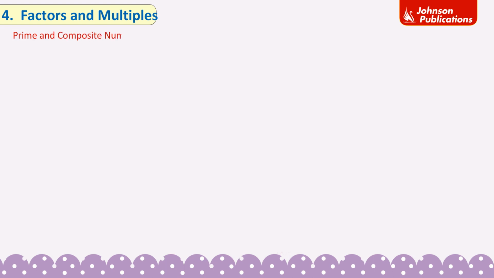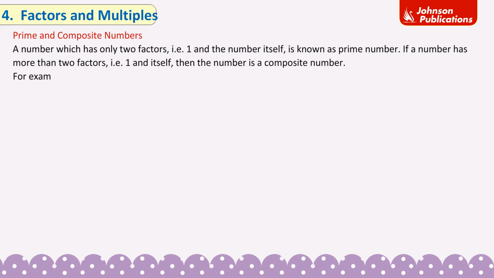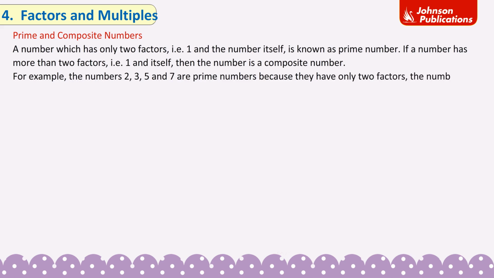Prime and composite numbers. A number which has only two factors, that is 1 and the number itself, is known as a prime number. If a number has more than two factors, then the number is a composite number. For example, the numbers 2, 3, 5 and 7 are prime numbers because they have only two factors, the number itself and the number 1.